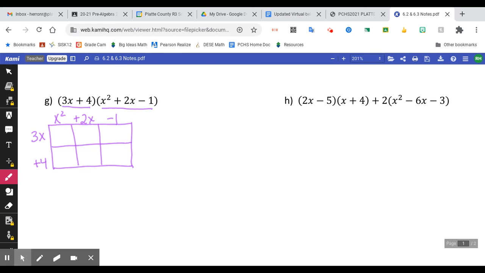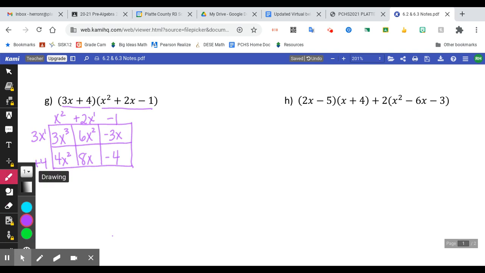And then we multiply just like we've been doing. So 3x times x squared, this is a 1 here. So I've got 3. 2 plus 1 is x to the third. The next one is 3 times 2 is 6. X times x is x squared. 3x times negative 1 is negative 3x. Bottom row, 4 times x squared is 4x squared. 4 times 2x is 8x, and 4 times negative 1 is negative 4.